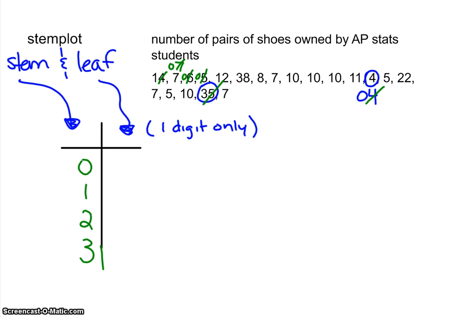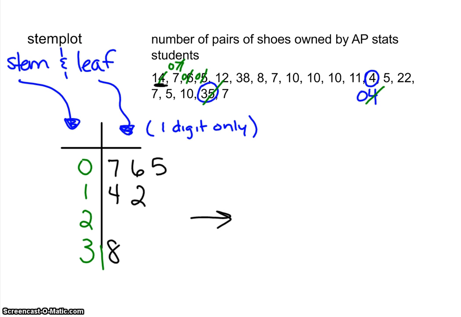Then I would go and put those pieces I just cut off into the correct leaf. So with the 14, since it's a stem of 1, my leaf is a 4. 07, 06, 05, 12 would be 1 and 2, 38. So I actually had the wrong largest value, but we can fix that as we go through.